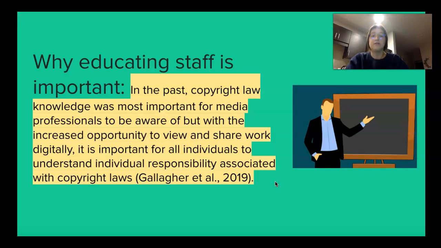Why educating staff is important. According to Gallagher, in the past, copyright laws knowledge was most important for media professionals to be aware of, but with increased opportunity to view and share work digitally, it is important for all individuals to understand individual responsibility associated with copyright laws.